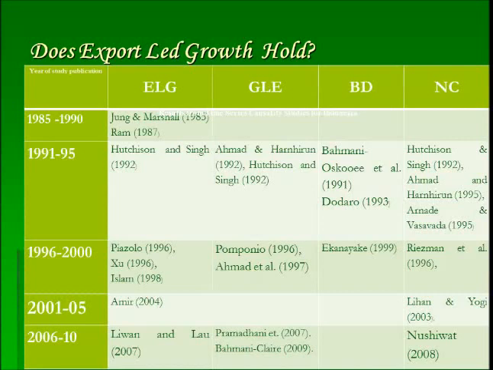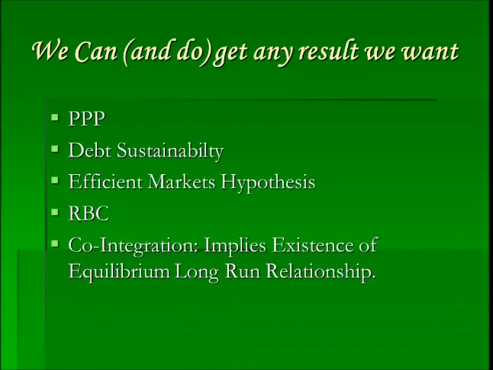And there is no causality. Again, there are papers which prove this. So, all of the possible hypotheses can be supported by real publications. We can and we do get any result we want. Purchasing power parity, does it hold, does it not hold? You can find papers proving anything you like.